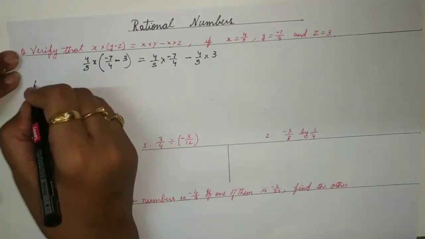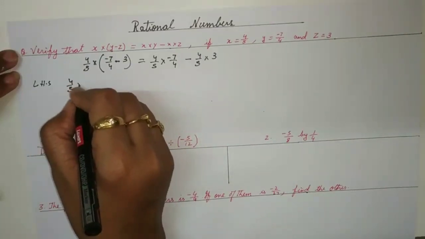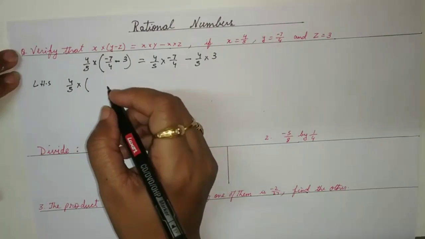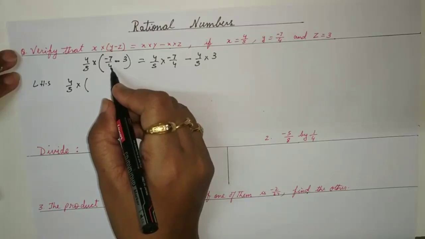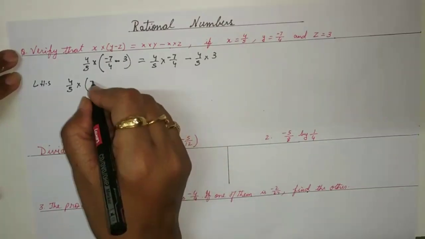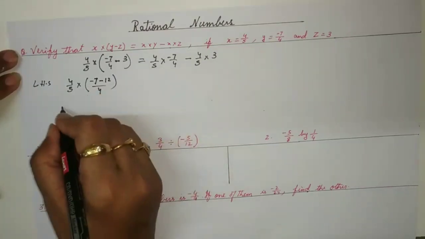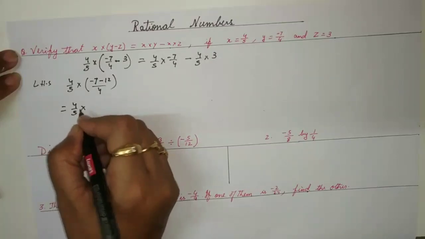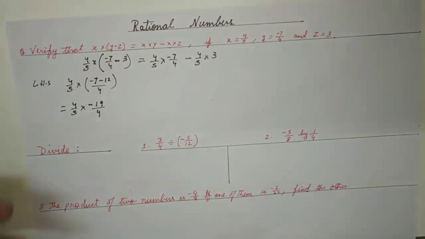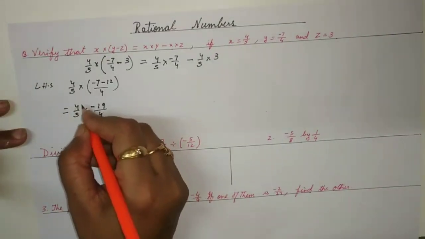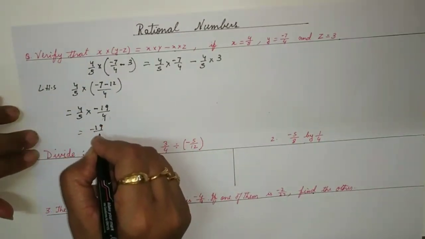If I do LHS first, I have 4 by 5 into minus 7 by 4 minus 3, where 3 has denominator 1, so the LCM is 4. Therefore 4 has to be multiplied here, so minus 7 minus 12 by 4, that is equal to 4 by 5 into minus 19 by 4. The common number 4 gets cancelled, 1 and 1, and the answer is minus 19 by 5.